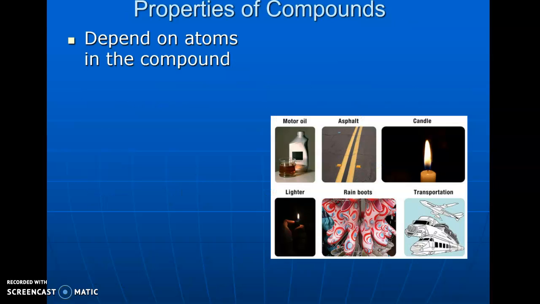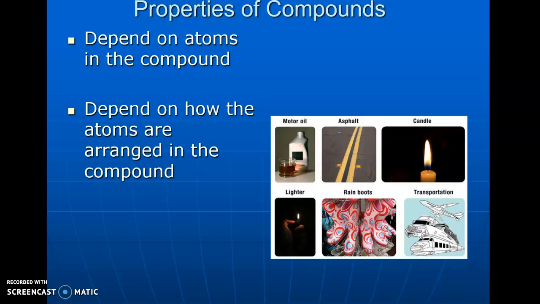So, what kind of properties are we talking about? Well, first of all, it depends on what kind of atoms are in the compound, of course. So, is this something made up of hydrogen and oxygen? Is it made up of carbon and hydrogen? Does this include gold, right? What is in it is largely going to determine what the compound is like. But additionally, it's going to be determined by how the atoms are arranged in the compound.